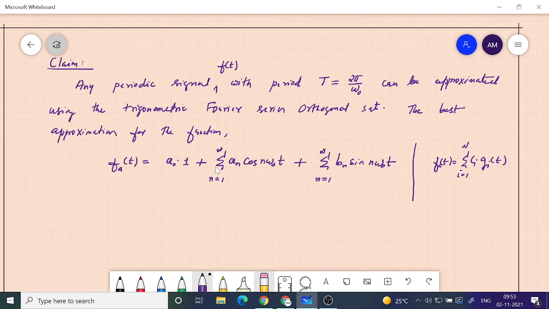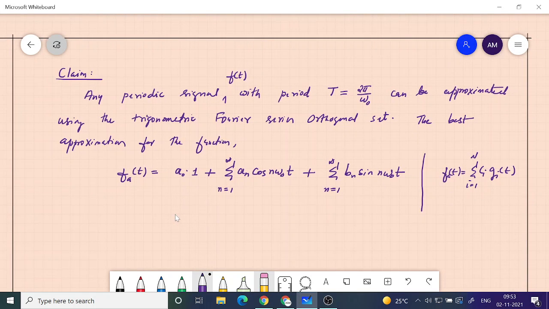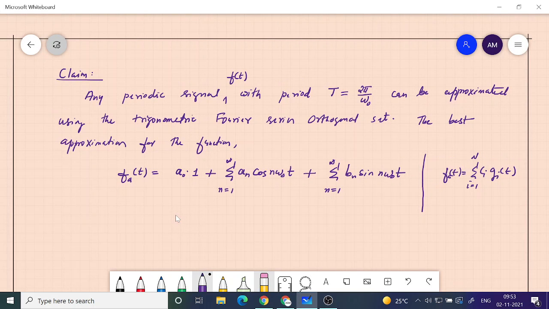Sir, in the case of any random signal, can it be approximated by standard signals? The problem with a random signal is that we can't write down any expression. If we could find the expression for f(t), which is a random signal, then we could do this also. But f(t) doesn't have any specific expression, whereas periodic signals are deterministic signals, so we can write down the expression.